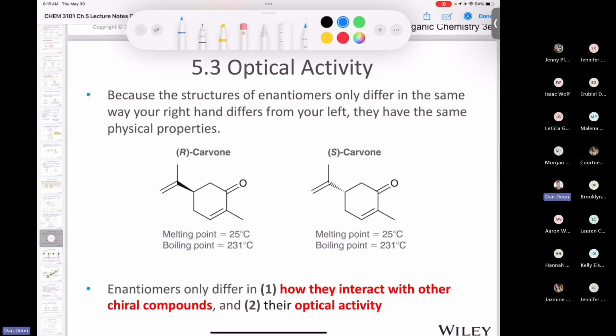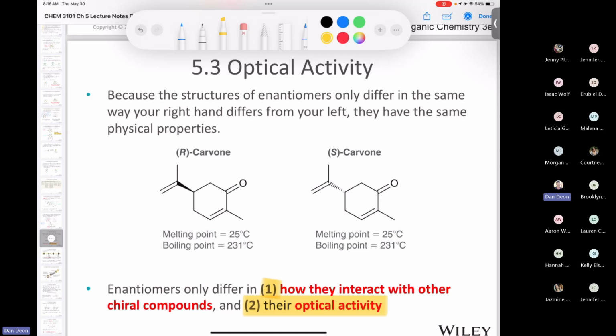So enantiomers only differ in two ways. One, how they interact with other chiral compounds, and that's something that we don't really unpack in this class. But if you imagine an R compound is going to react with another R compound differently than an S compound would react with an R compound, that's what that means, okay? But what we're going to investigate in this class is what's called their optical activity. It's how they behave or how they affect what's called plane polarized light.